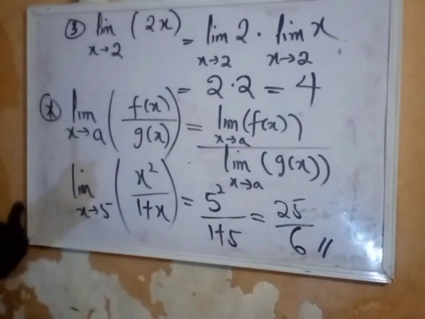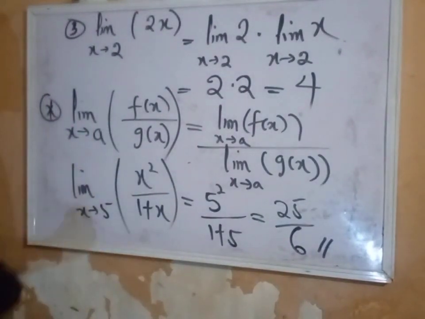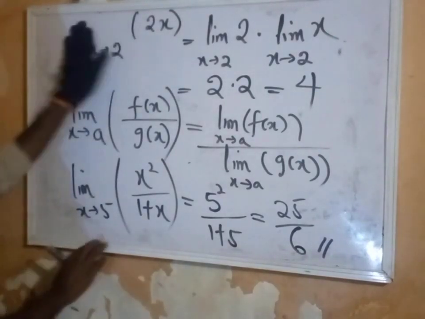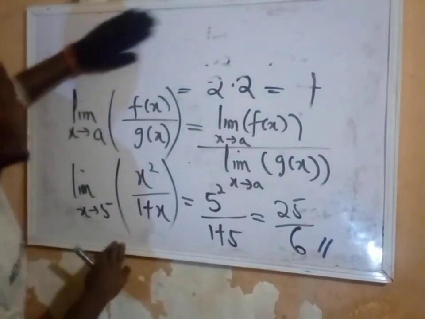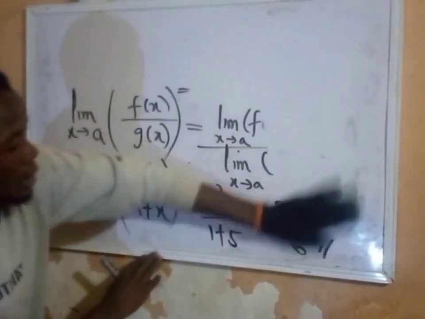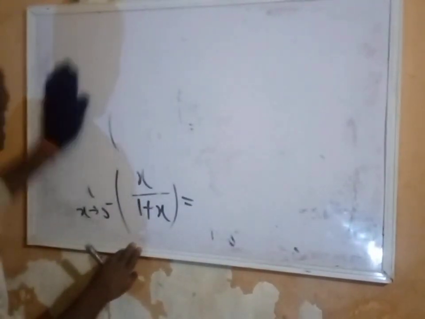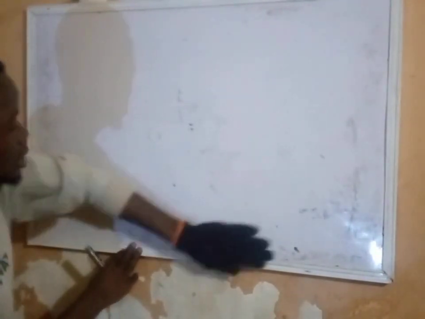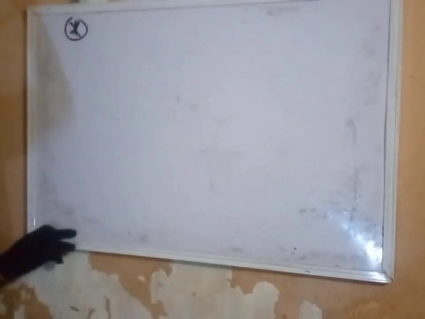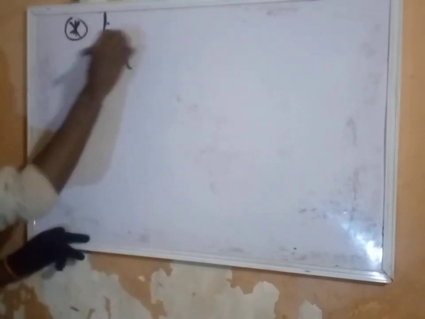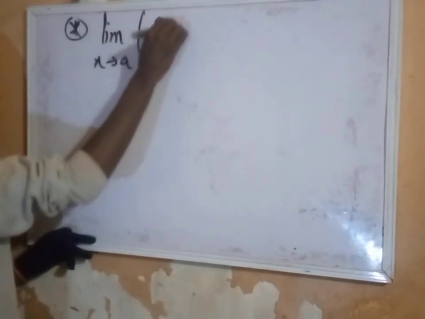I think I've given you like 5 different properties of limit. So let's see another one. If you are given the limit of a power, or let me just say the limit of a root. We are given a root limit. So how are we going to do that? It's very simple. Let me just call it another property of the limit. Given the limit of x tends to a, we are given f of x.